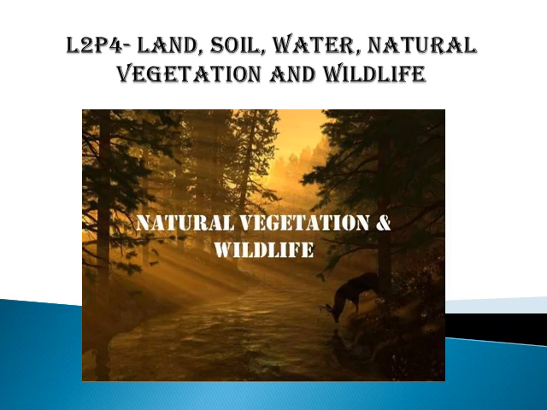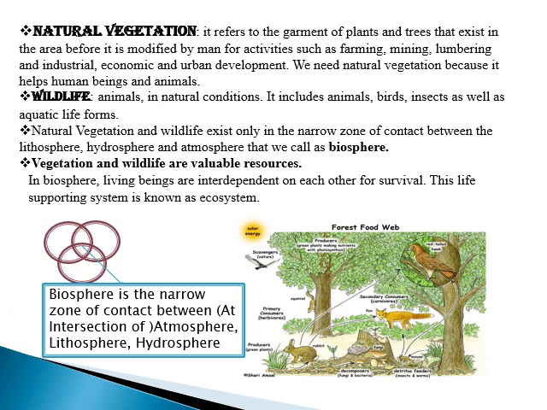Hello, children. We are going to study chapter 2 in its final aspect. This is on page number 15 to 19. The resources that we are going to speak about in this part, the fourth part of the PPT series, are natural vegetation, that is plants, and wildlife, that is animals. So let's see what our textbook has to say about both of these elements as a natural resource.